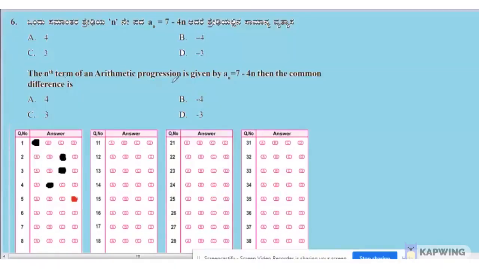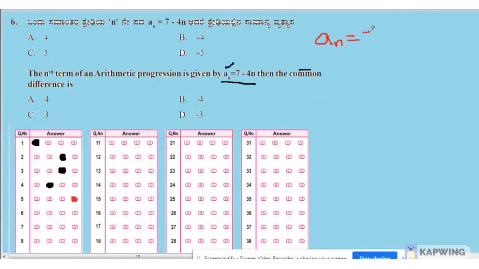The nth term of an arithmetic progression is given by an is equal to 7 minus 4n. Then the common difference is. Whenever the question is an, you have to replace n with 1 to get the first term and also with 2 to get the second term. So they are asking to find the common difference. D is equal to a2 minus a1. So let me jump into the problem.